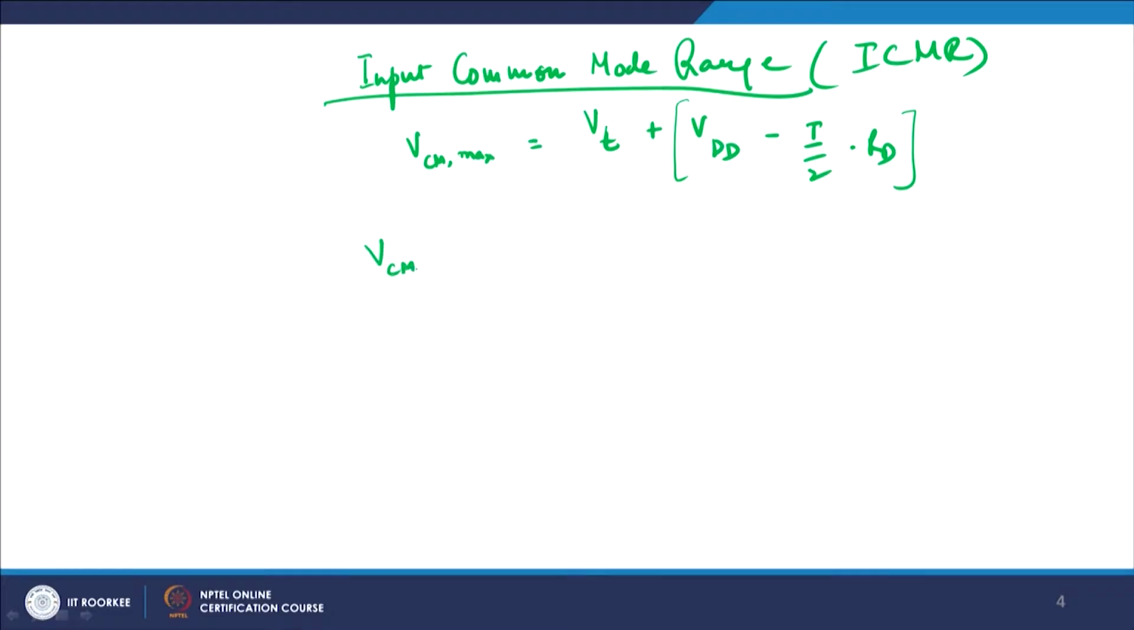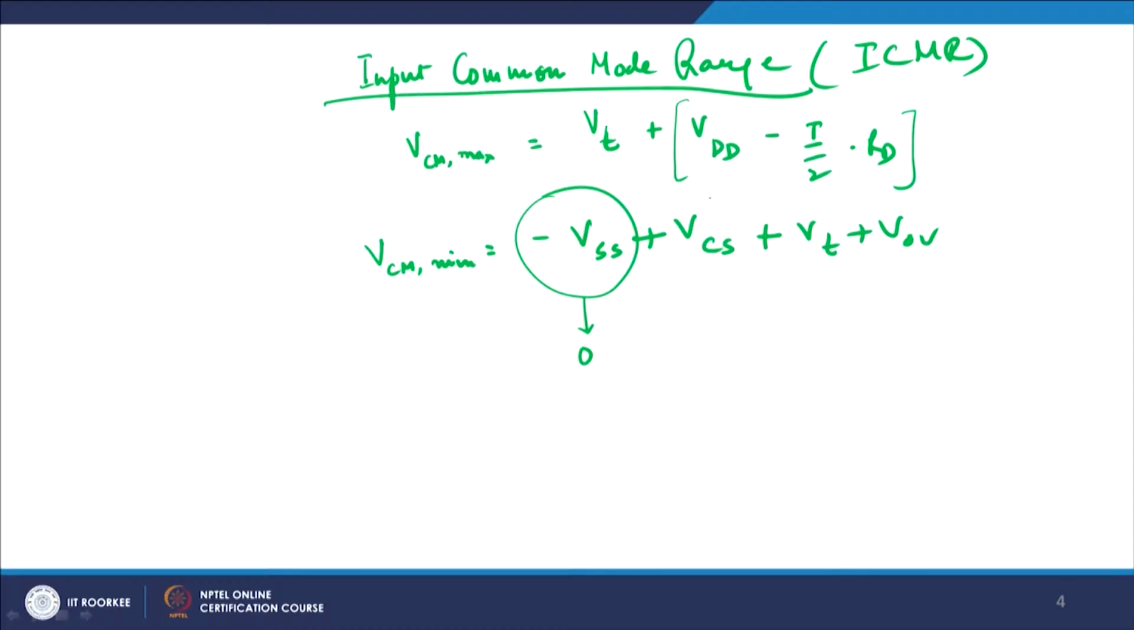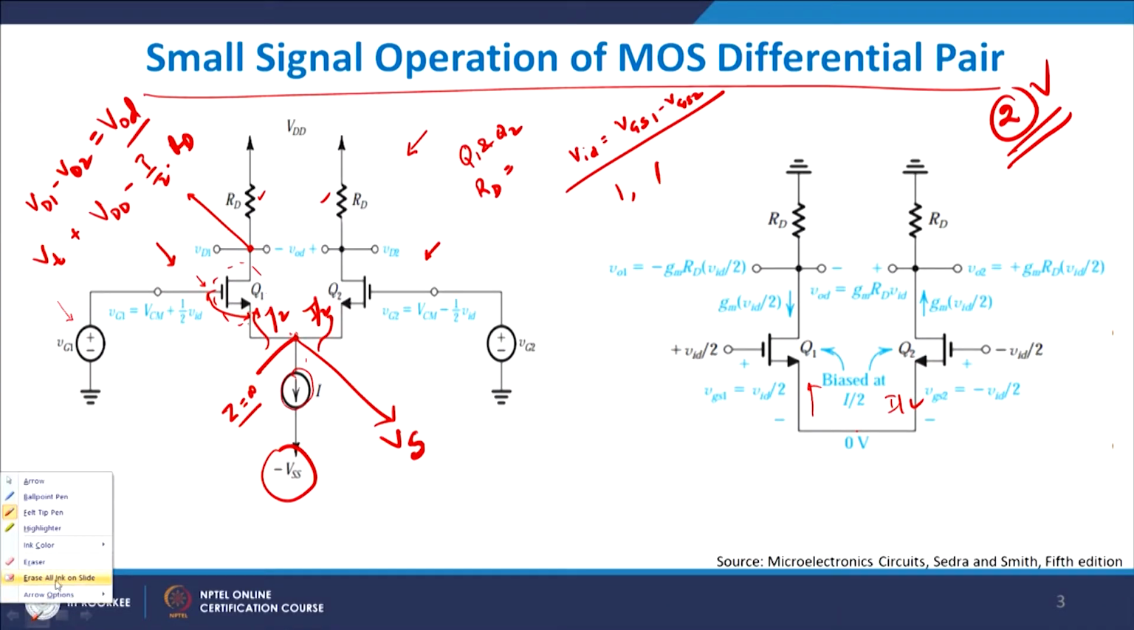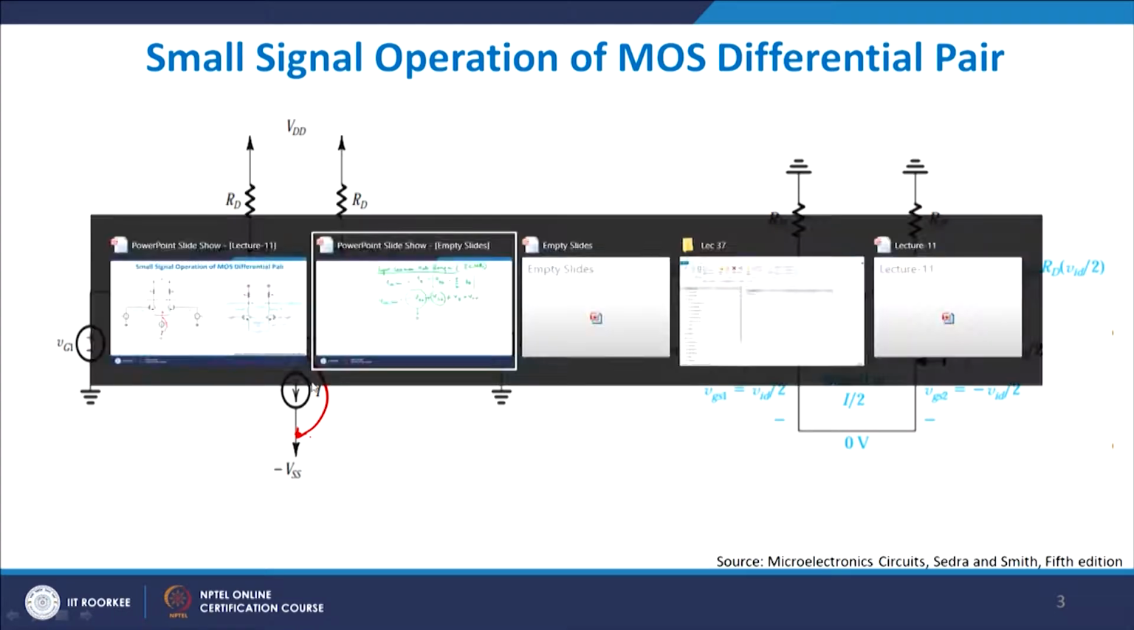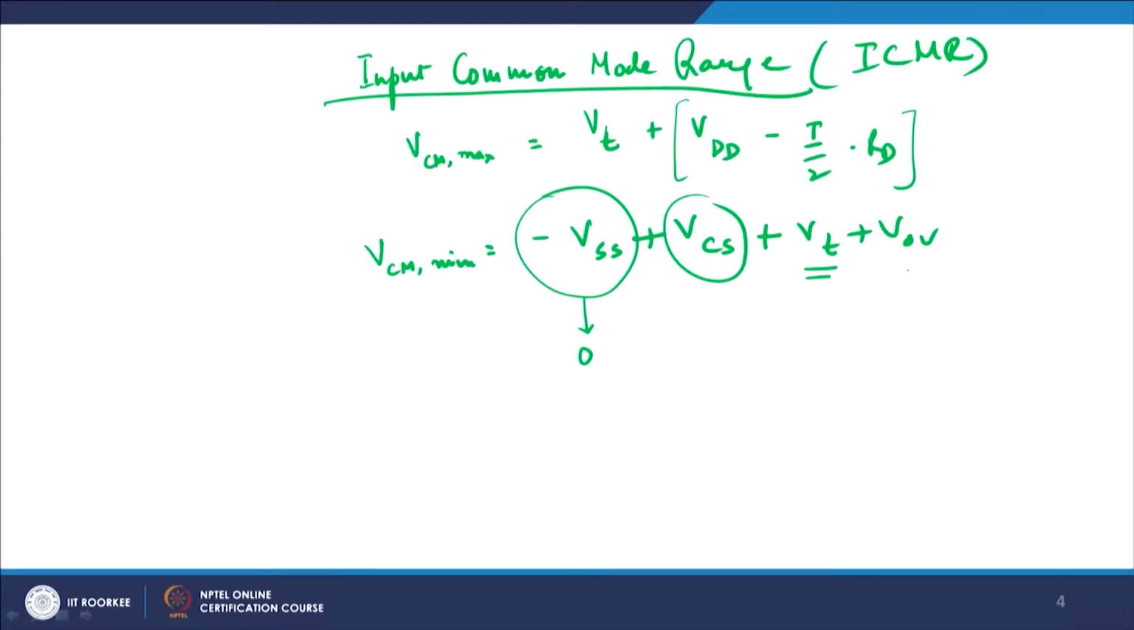Now, what is the meaning of VCM min? The minimum CM voltage is minus VSS plus VCS plus Vt plus V overdrive. Obviously this could be grounded also, so this can be put to 0, otherwise it is connected to a negative terminal. VCS is the voltage which I will just show you. From this point to this point is the VCS value, which is the voltage across the current source, that is the minimum value, plus you require Vt, the threshold voltage of the Q1 transistor, and V overdrive. You understand why these two are kept, because otherwise the system will not work.